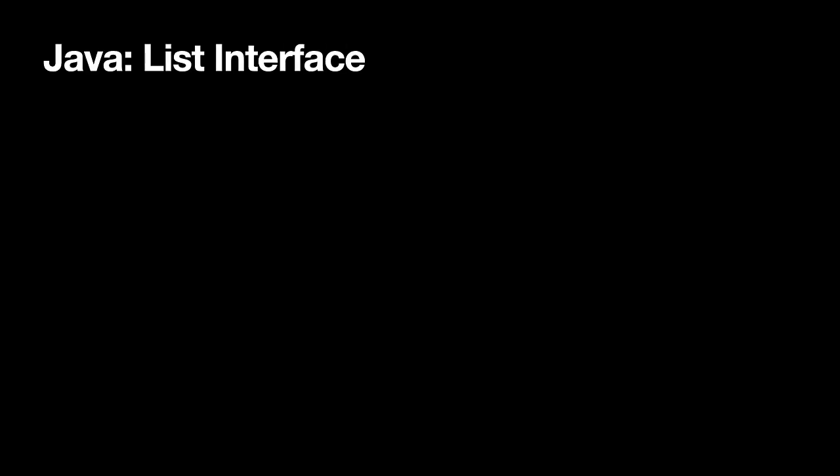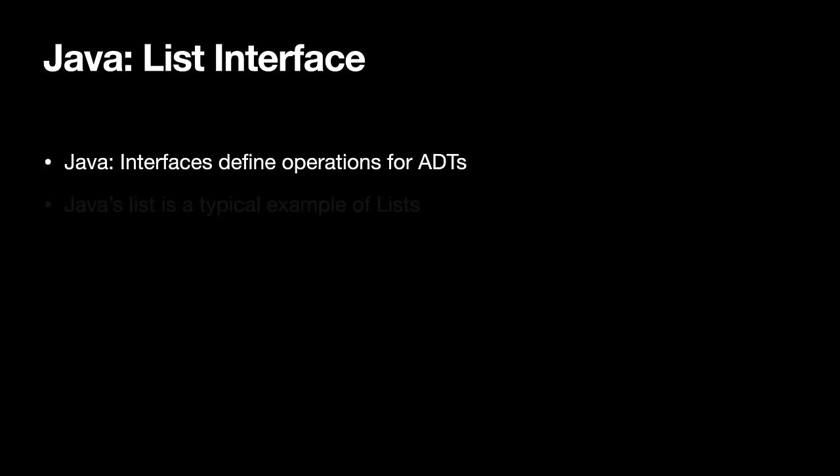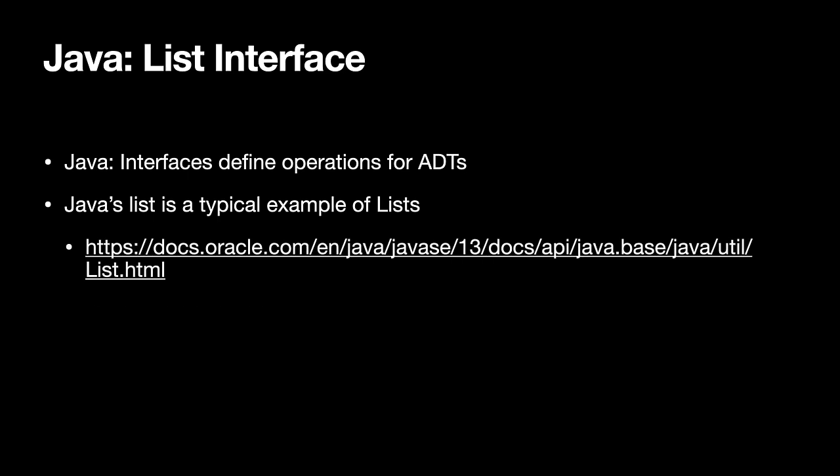So let's go ahead and take a look at Java's list interface. So Java uses the concept of interface types to represent abstract data types. So Java's list is a typical example of lists. Lists exist in lots of different programming languages, but oftentimes they support very similar sorts of operations. Usually when people want to use a list, they're concerned about accessing things by some concept similar to index, first, second, third, fourth. Okay, so let's take a quick look at Java's list interface.